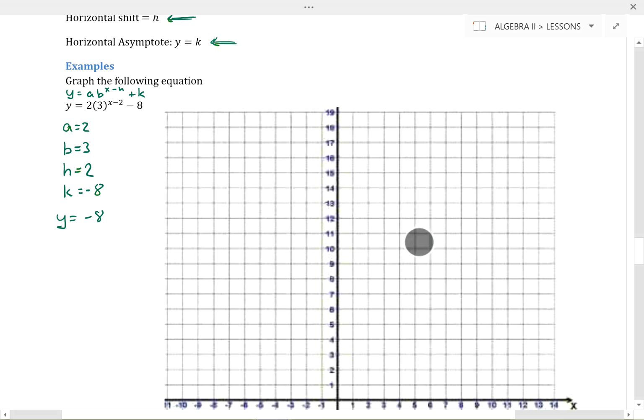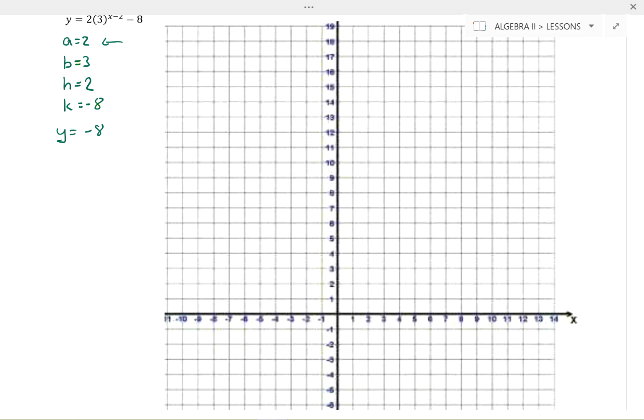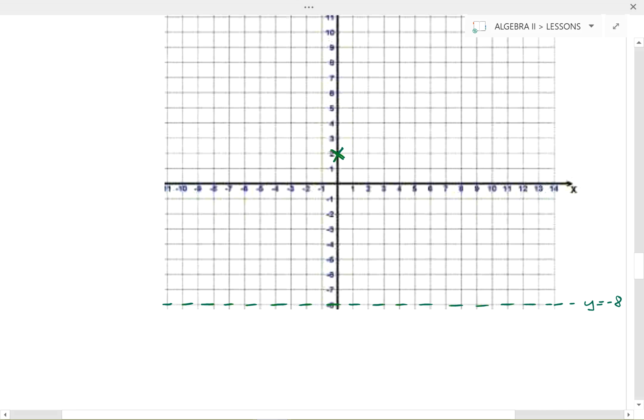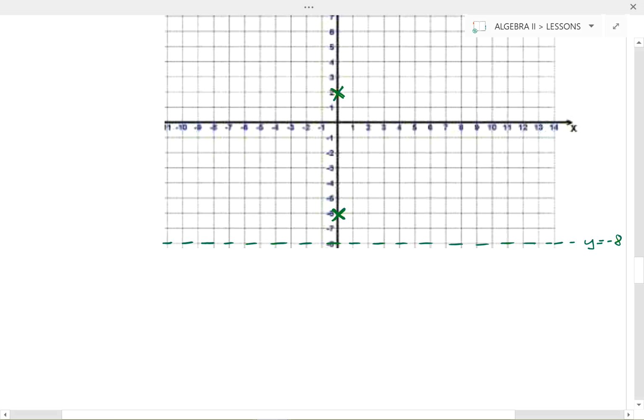Now where we normally start is with our initial value, our y-intercept. For us, that's our a value of 2. So we might think that we put a value at 2, but we're not going to put a value there because, as you saw with that horizontal asymptote, the entire equation has shifted down 8. So I'm going to take that value and shift it down 8 as well. So another way to look at it is instead of being 2 above the x-axis, my initial value a is 2 above my horizontal asymptote at y equals negative 8.